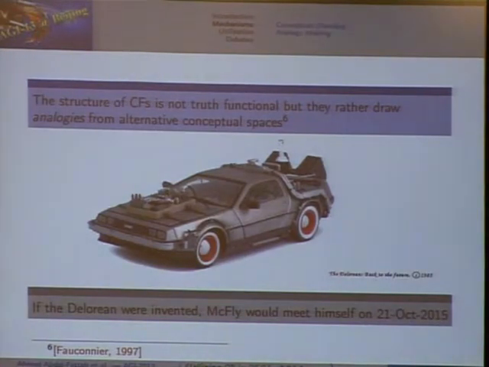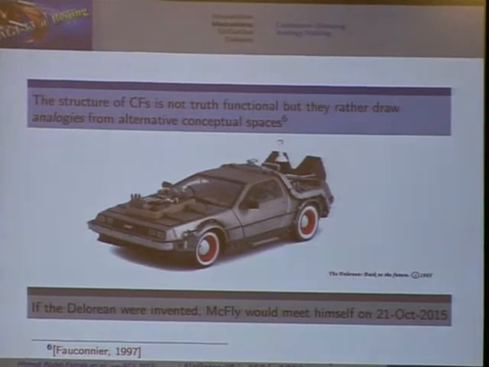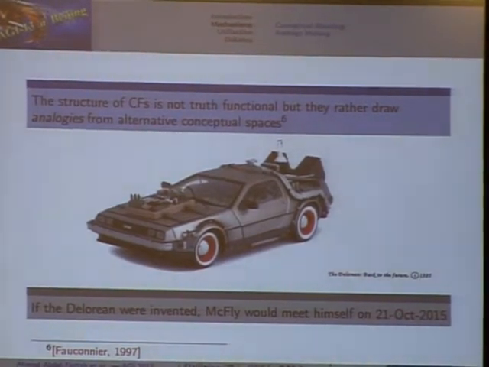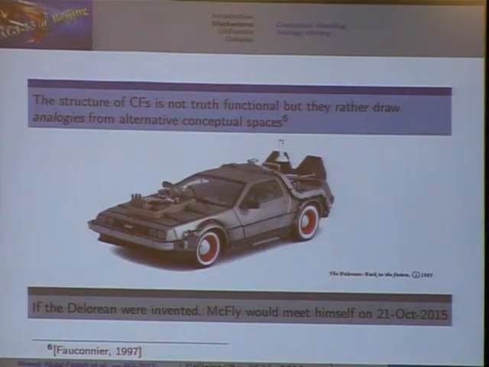The cognitive mechanisms include at least analogy and concept blending, or that's what we are proposing. According to Fauconnier, the structure of counterfactuals is not truth functional, as we perhaps noted, but they rather draw analogies from alternative conceptual spaces. So we need a kind of analogy, like also the similarity account in philosophy. We need the conceptual spaces, like what's given in linguistics, and the psychological experiments of Ruth Byrne at least show.